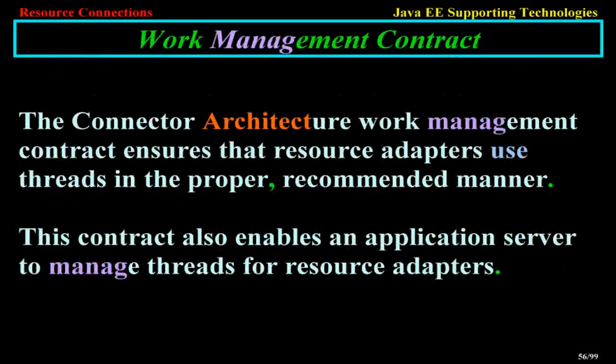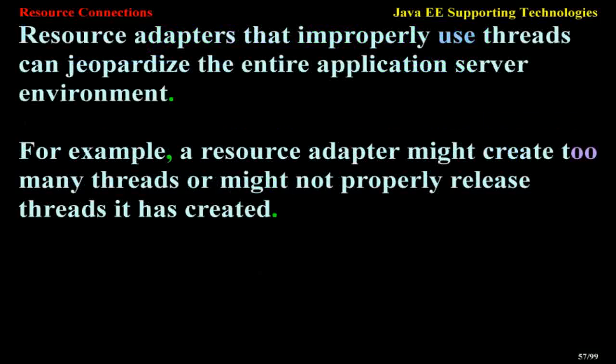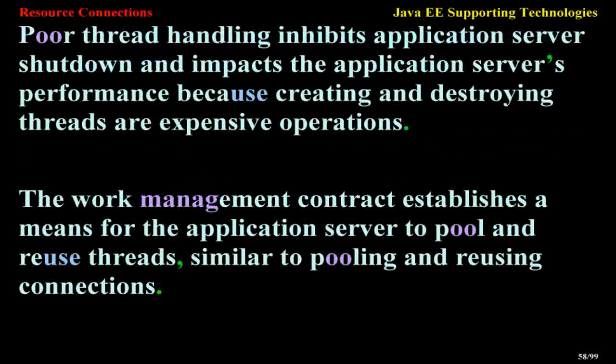Work management contract. The connector architecture work management contract ensures that resource adapters use threads in the proper, recommended manner. This contract also enables an application server to manage threads for resource adapters. Resource adapters that improperly use threads can jeopardize the entire application server environment. For example, a resource adapter might create too many threads or might not properly release threads it has created. Poor thread handling inhibits application server shutdown and impacts the application server's performance because creating and destroying threads are expensive operations.